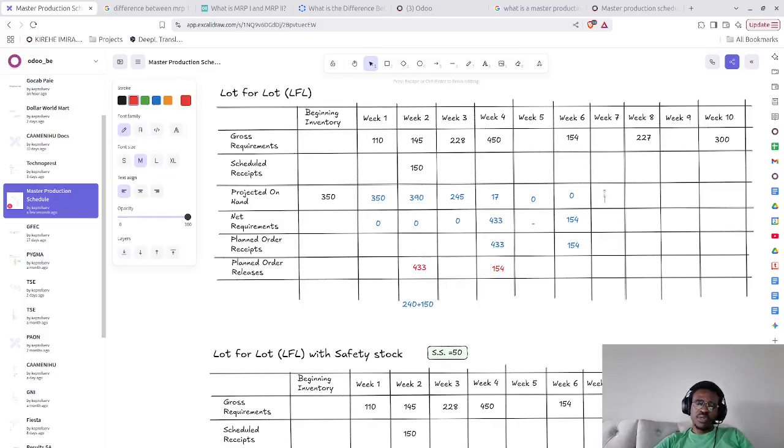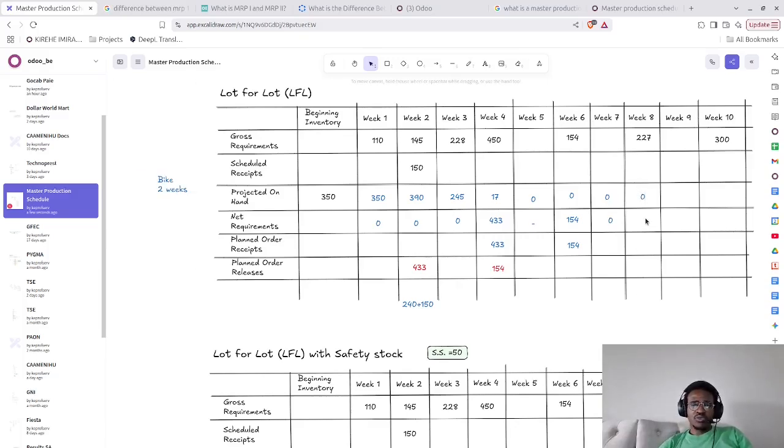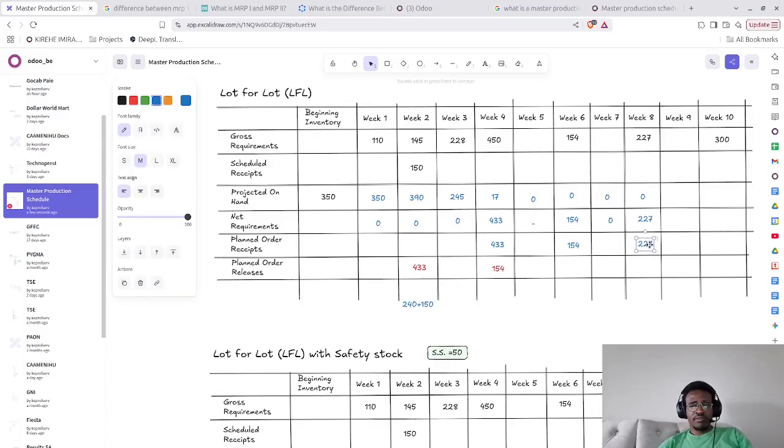Let's go to week 7. We have net 0 demand, 0 on hand, 0 requirements. Week 8, we have 0 on hand. So for us to supply a demand of 227, we have a requirement of 227. So 227, for us to meet this requirement, we need to receive them this week, week 8. And for us to receive them in week 8, we must make an order 2 weeks before, 227. Okay, so that's in red.